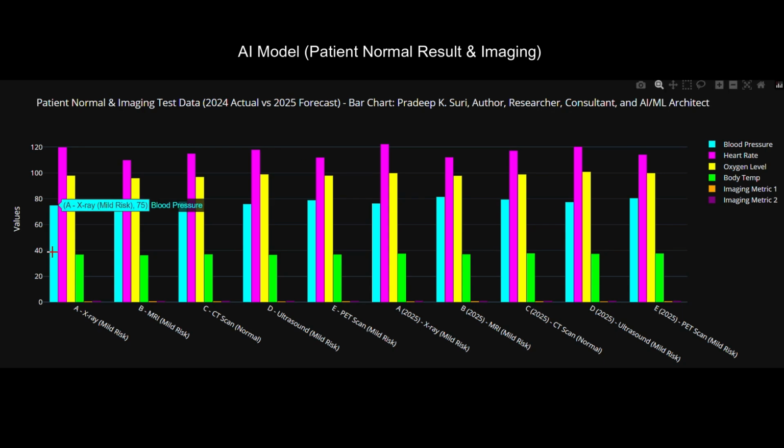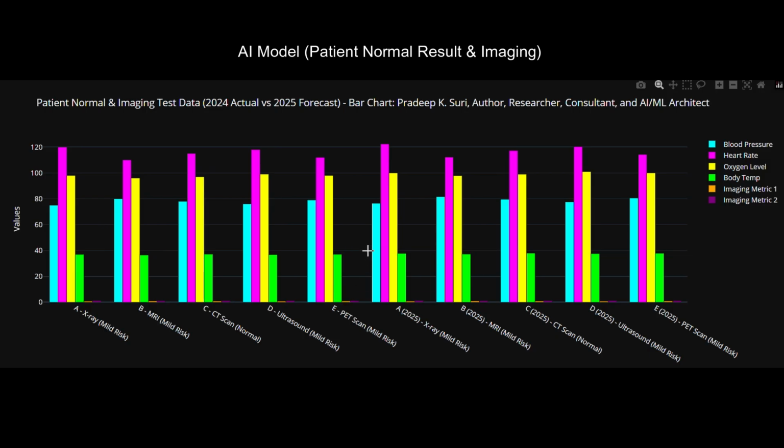The bar chart visualizes patient normal and imaging test data, 2024 actual vs 2025 forecast, using a grouped bar format with a dark theme. The x-axis represents different patients, along with their corresponding imaging test types and diagnostic results, while the y-axis represents numerical test values. This is a prototype not for commercial use.